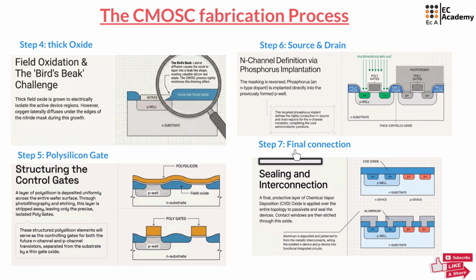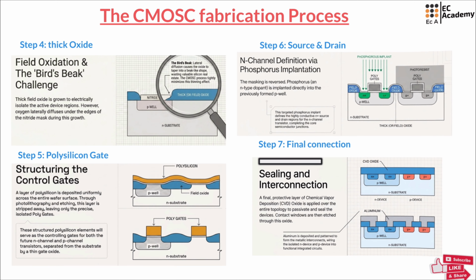The last step is final connection. Finally, we cover with a protective layer called CVD oxide. Then we add aluminum metal on the top to connect everything together. Adding aluminum metal is just like doing final electrical wiring.